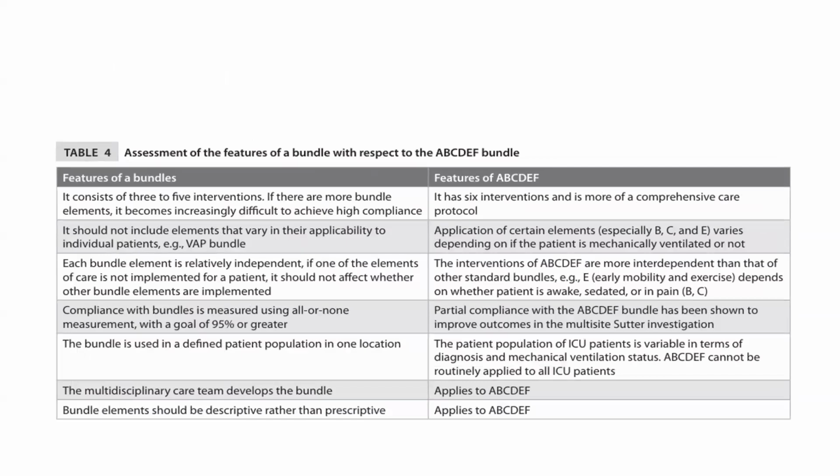Now, assessment of features of bundle with respect to the ABCDE bundle. A bundle consists of three to five interventions. If there are more bundle elements, it becomes increasingly difficult to achieve high compliance. Another thing about a bundle is that it should not include elements that vary in applicability to individual patients, for example, the VAP bundle. Each bundle element is relatively independent. If one element of care is not implemented for a patient, it should not affect whether other bundle elements are implemented. Compliance of a bundle is measured using all-or-none measurement with a goal of 95% or greater.